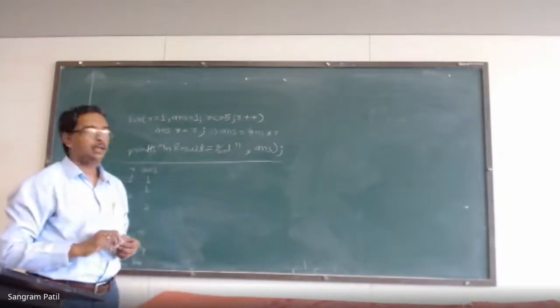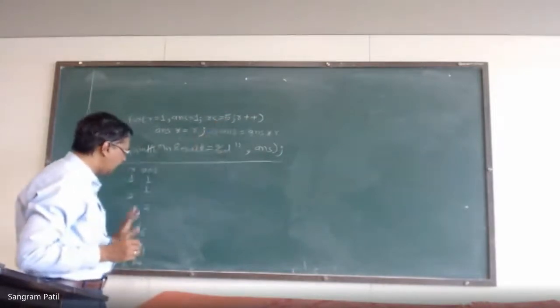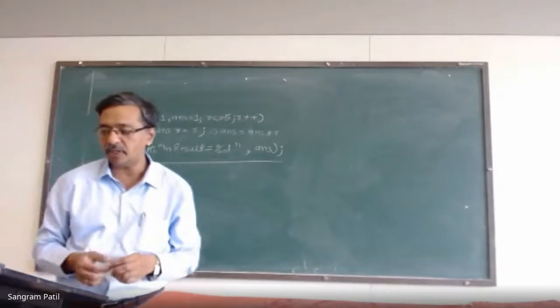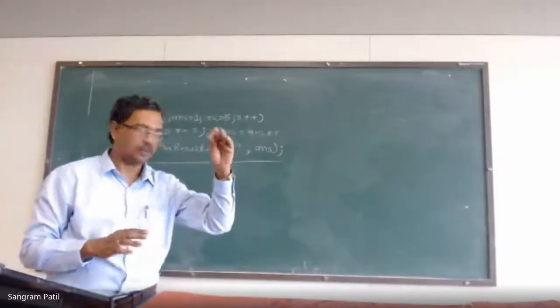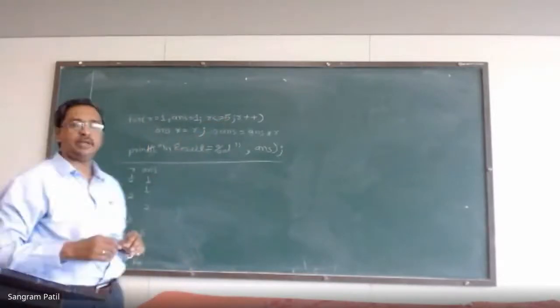Clear? Now, what is the relation between 5 and answer 120? What is the relation between 5, the value of r is 5, and the answer is 120?